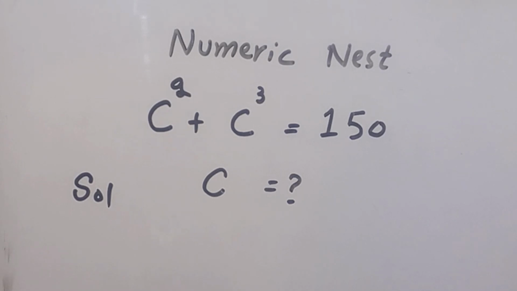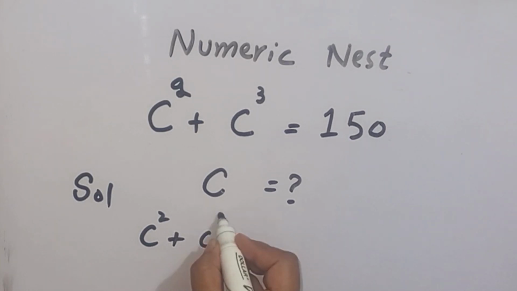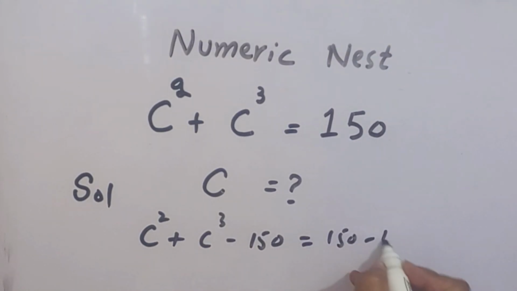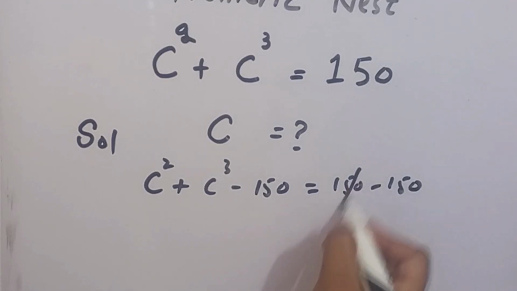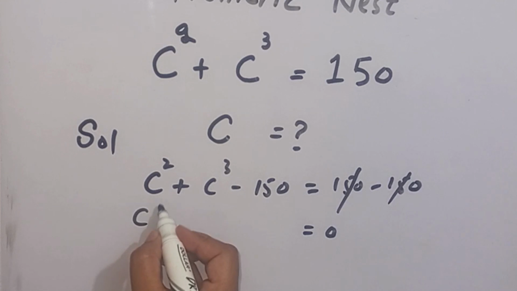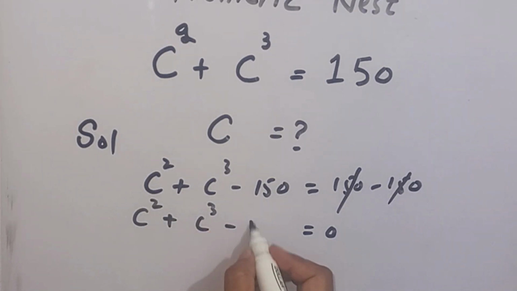In the first step we subtract 150 on both sides of this equation. Subtract 150 on this side and also subtract 150 on this side. This will cancel. On the right-hand side we just get 0, and on the left we have c square plus c cube minus 150.